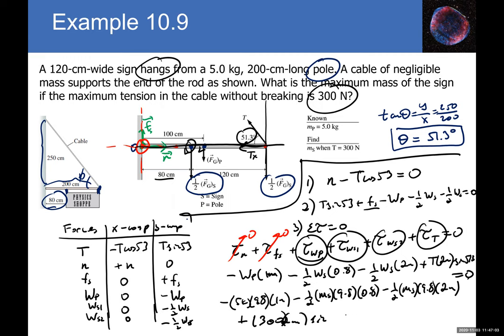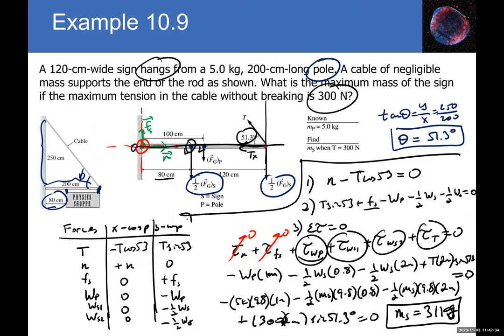The only thing I don't know is the mass of the sine. Just rearrange, calculate. We're going to get mass of the sine to be 31 kilograms. So if you rearrange and calculate, we can say mass of the sine has to be no more than 31 kilograms in order for the system to be in static equilibrium. All right, so again, hopefully you guys are able to follow. If not, feel free to rewatch this part again.